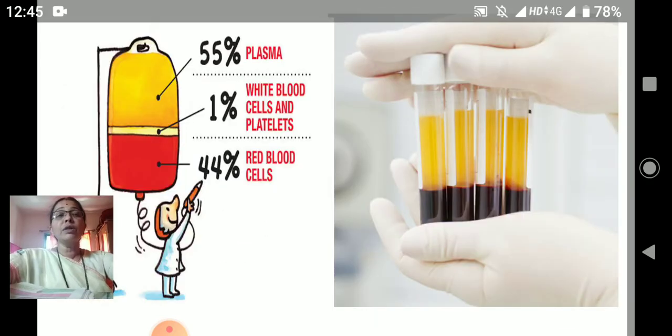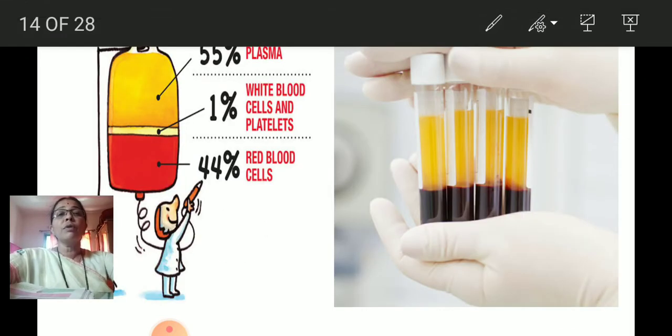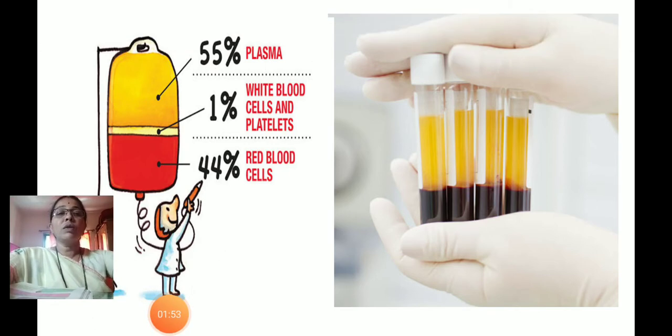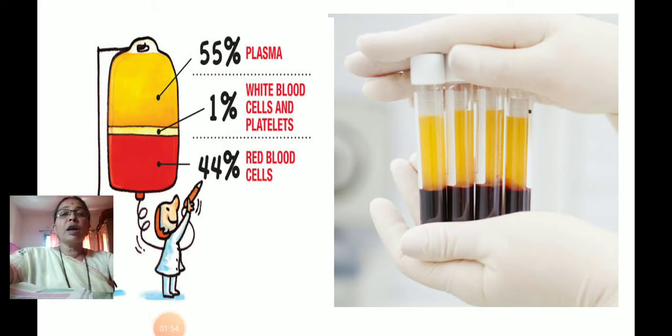Now we will start the amount of the plasma inside our body. So what is this plasma? That is the plasma substance. It is a liquid substance which allows the blood to flow. So that liquid substance we call plasma.